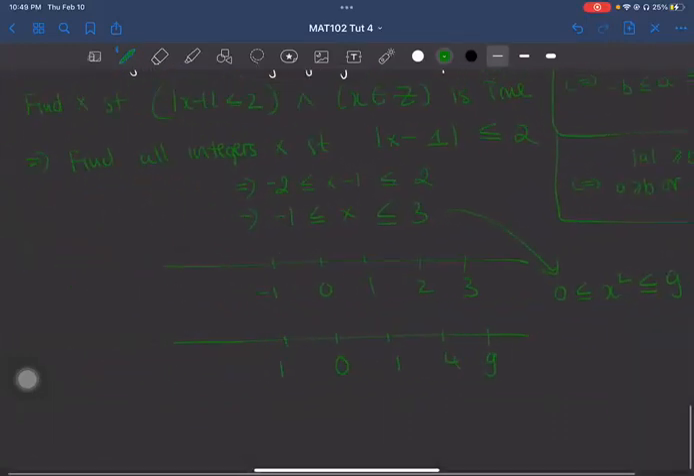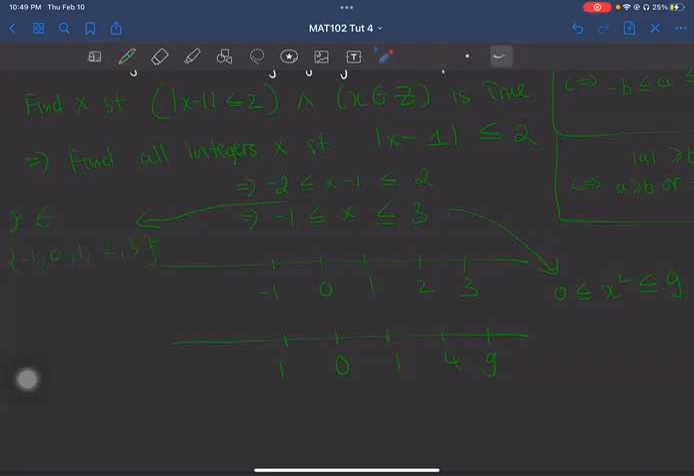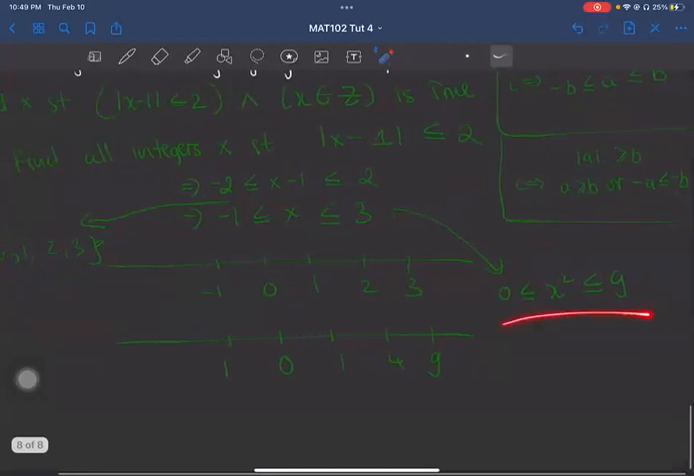Because in here we want all integers, we have x in negative 1, 0, 1, 2, and 3, because they are all the integers in this interval. And if you square each of them, you will have 1, 0, 1, 4, and 9. The minimum is 0, the maximum is 9. So that's why I know this.